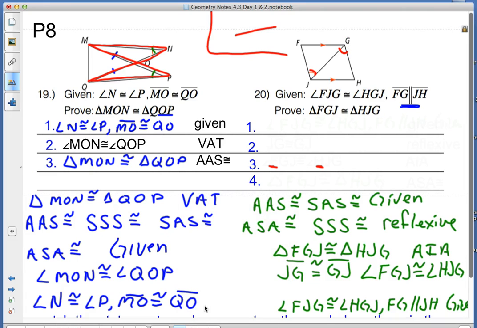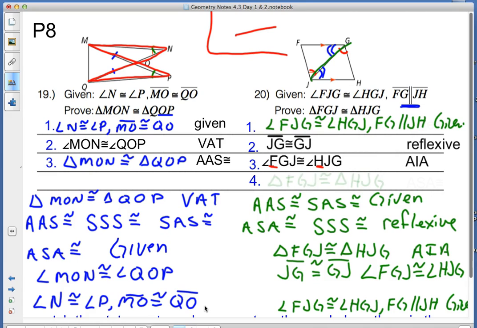Let's talk about blue. My parallel lines are blue. These are going to be congruent because of alternate interior angles. And then my last one, JG, is going to be congruent because of reflexive. So, gosh, I got angle, side, angle. That's the one I'm going to use. Do you see how it's sitting there? I can prove that stuff. All that stuff was there in the word bank, but I know it's jumbled in there, and you have to search for it.